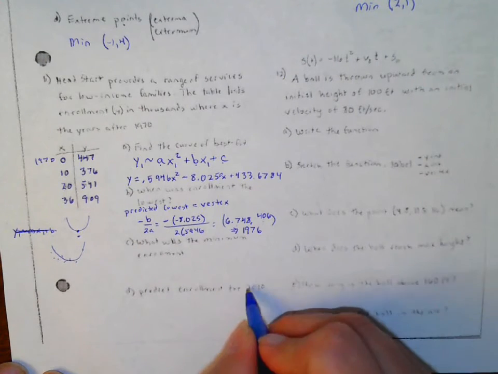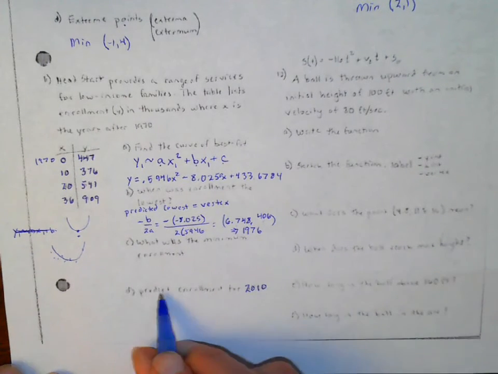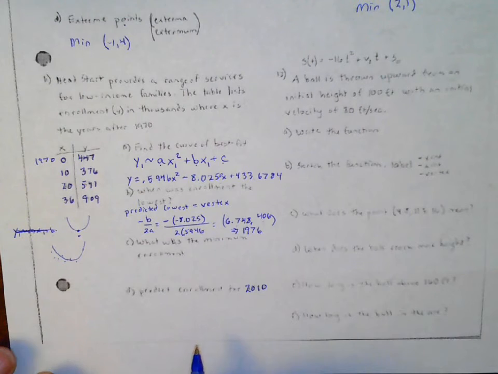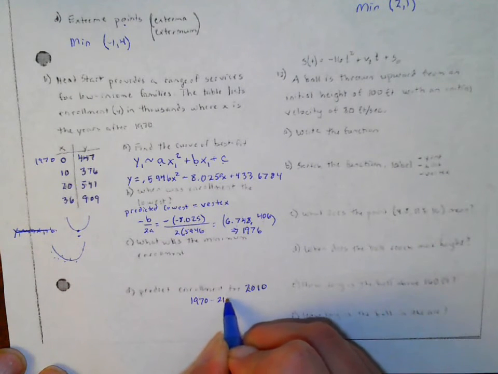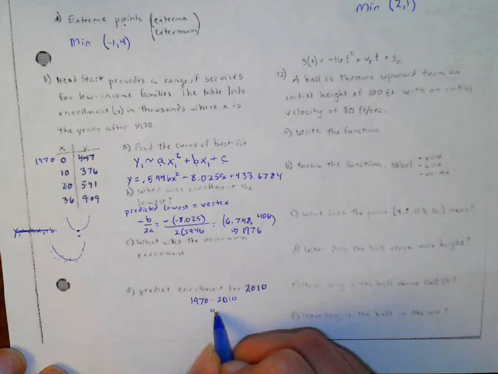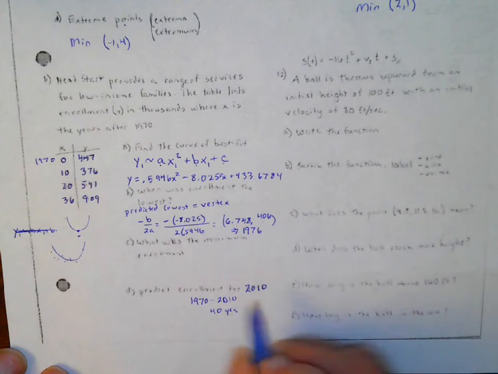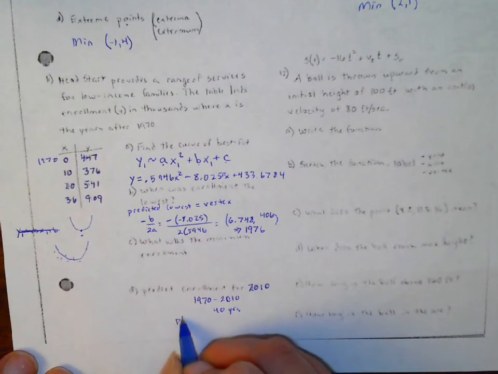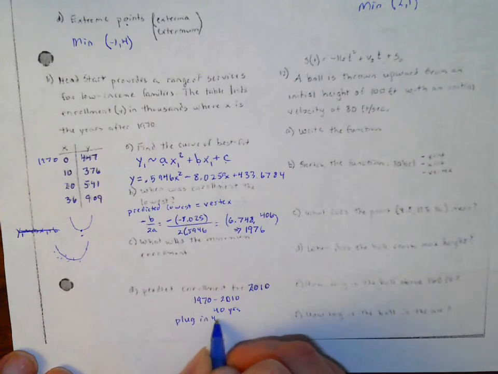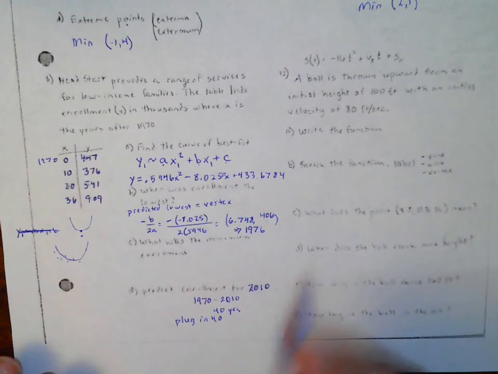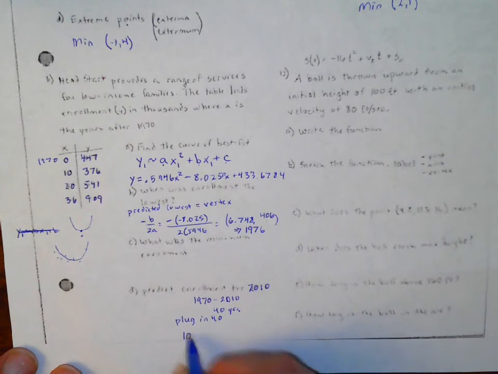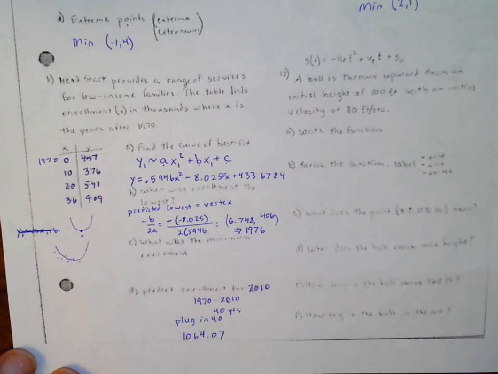So for 2010, if I want to know my predicted enrollment, from 1970 to 2010, that's 40 years. So I'm going to plug in 40 here for those two x's, and I get that as an answer. That would be our predicted enrollment for 2010.